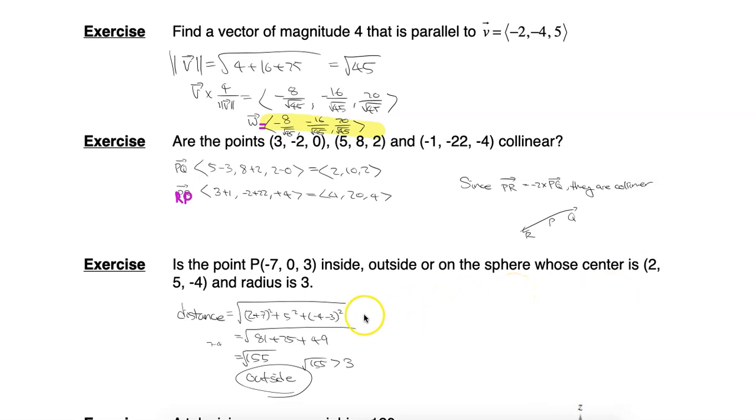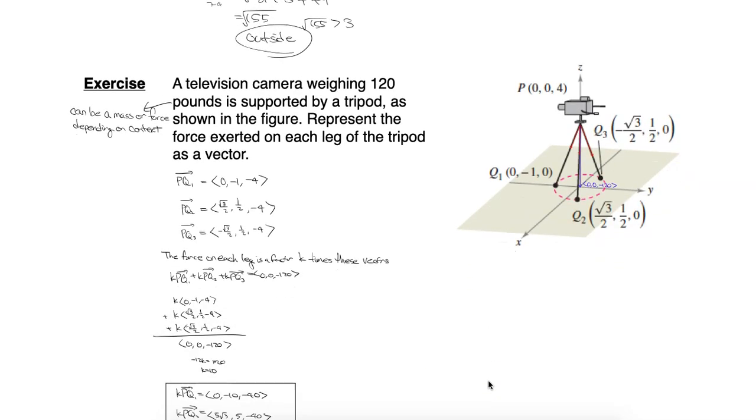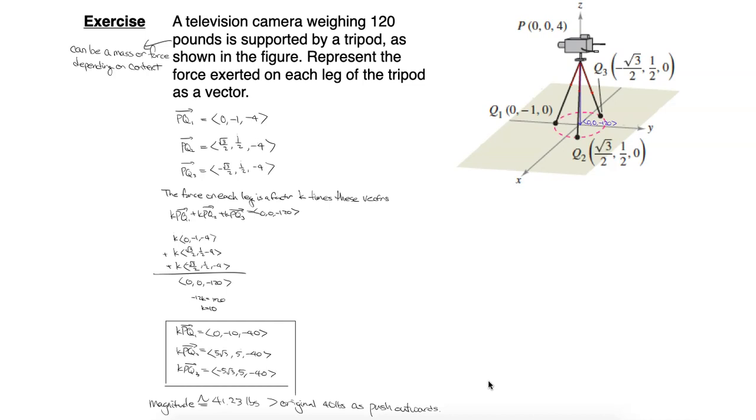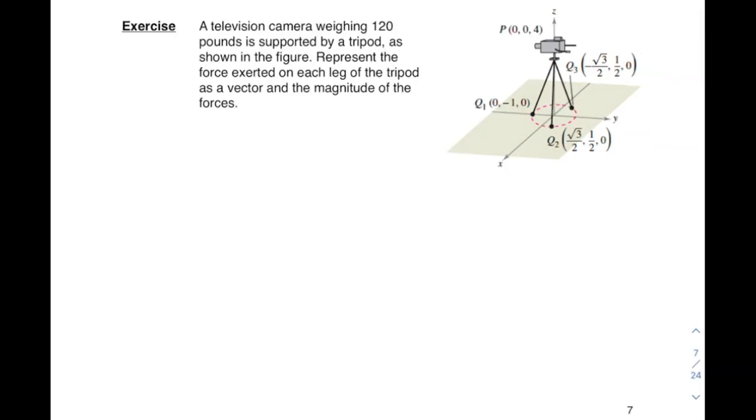So knowing that, let's calculate the distance between P and the center, and we get root 155, which is more than 3, so P is outside the sphere. Finally, one last exercise, and for this exercise I will actually work through it because it's a little bit more complex, and then we'll come back here. Alright, let's see this exercise together.